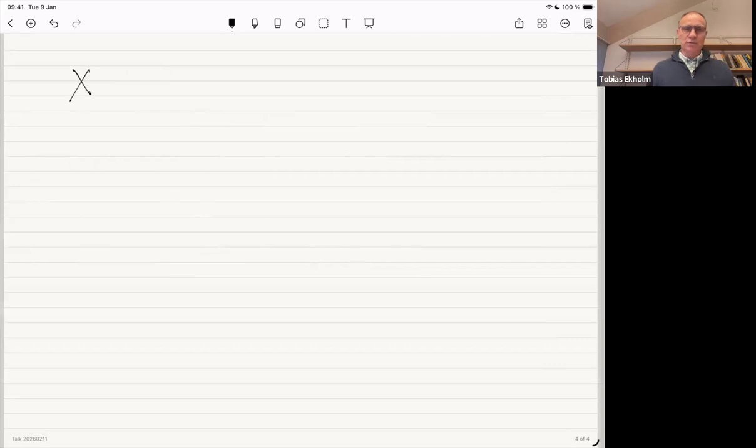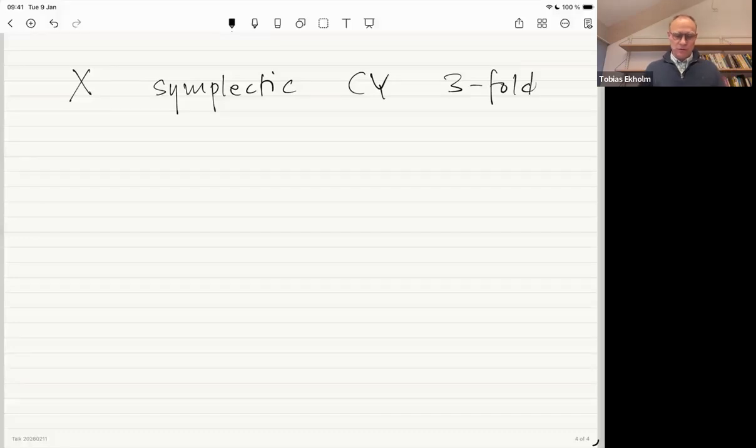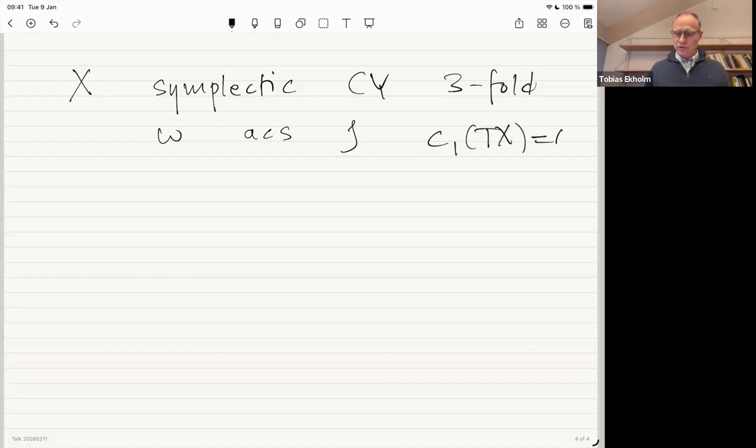I want to start with the symplectic Calabi-Yau threefold. So what does it mean? It means that there is a symplectic form omega. We also fix an almost complex structure J, which is compatible with omega, and this almost complex structure gives us a homotopically unique complex structure on the tangent bundle. The Calabi-Yau condition is that the first Chern class of this complex bundle is 0.